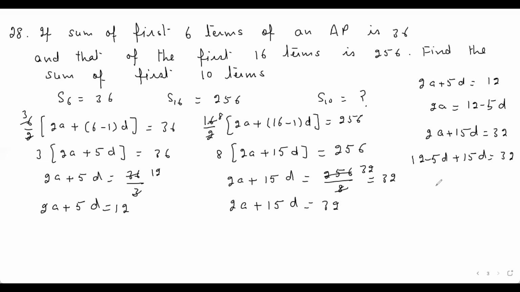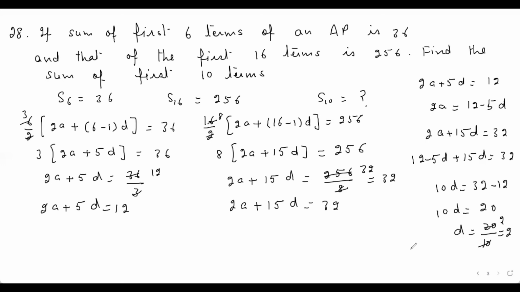It means 10d is equal to 32 minus 12. 10d is equal to 20. d is equal to 20 by 10, that is 2. Now substitute this value in any of the equations to get the value of a.